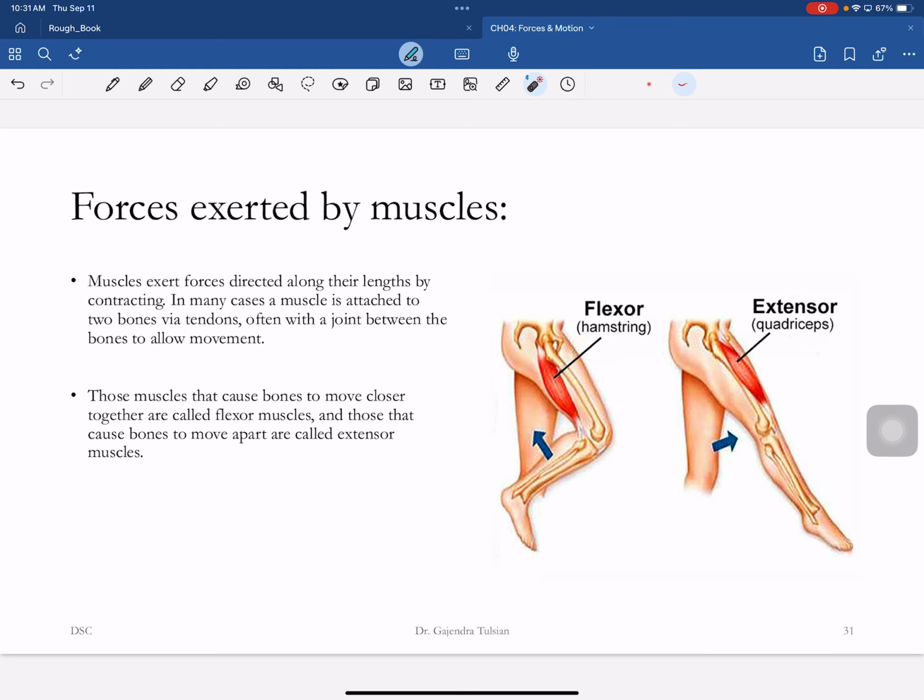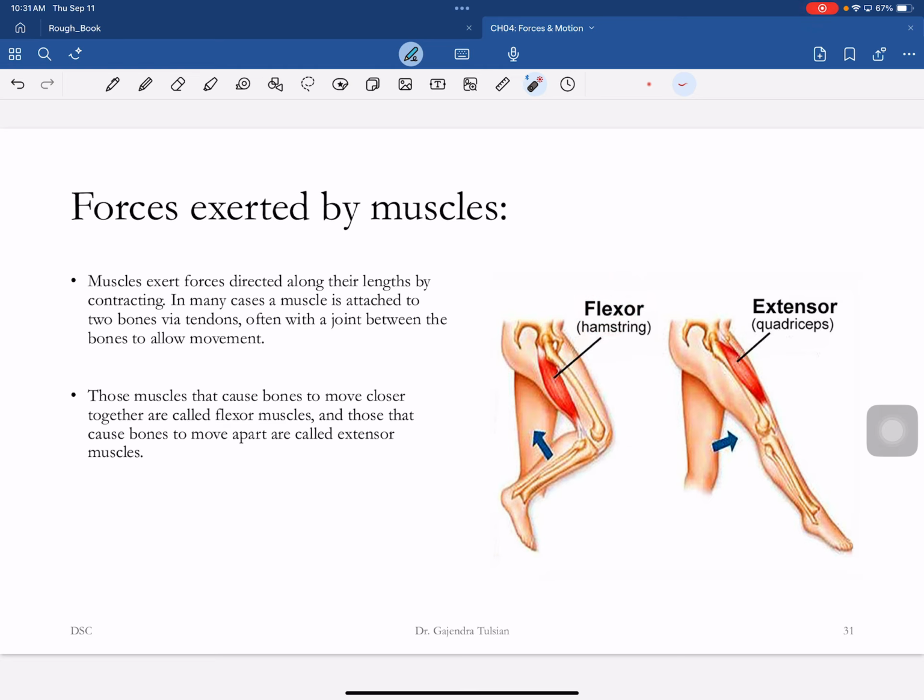Okay? And here's a muscle that's attached to this bone and this bone. When this muscle contracts, it moves this bone in that direction, the leg in that direction, moving two bones closer together, and this muscle is called a flexor muscle.